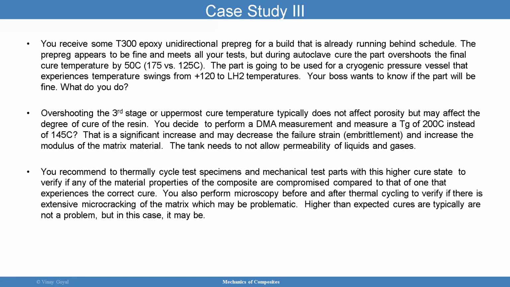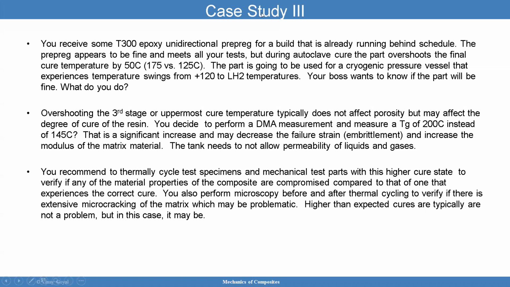The prepreg appears to be fine and meets all your tests, but during autoclave, the part overshoots the final cure temperature by 50 C, which is not a lot, but it can happen. And you wonder why. So, okay, that happens. So the 175 versus 125. The part is going to be used for a cryogenic pressure vessel that experiences a temperature swing from plus 120 to LH2 temperatures, cold temperatures. Your boss, which in this case is me, wants to know if the part will be fine. What should you do? Can you think about it before I continue?